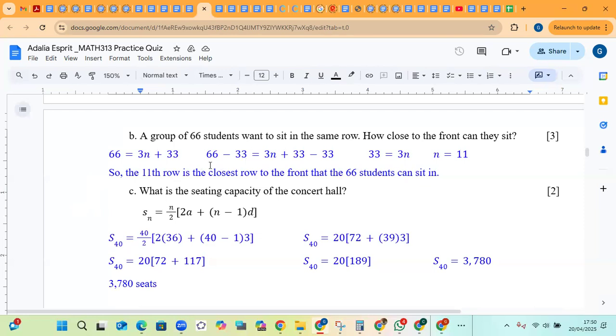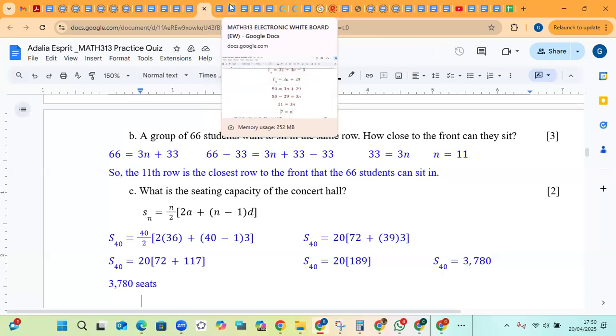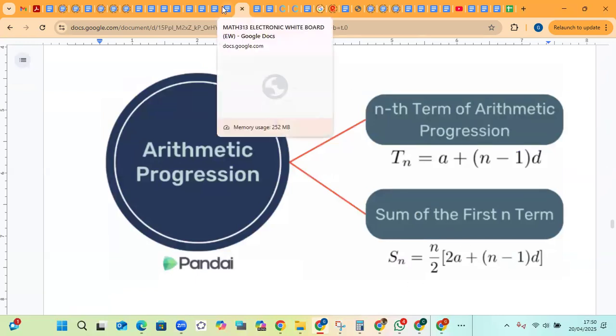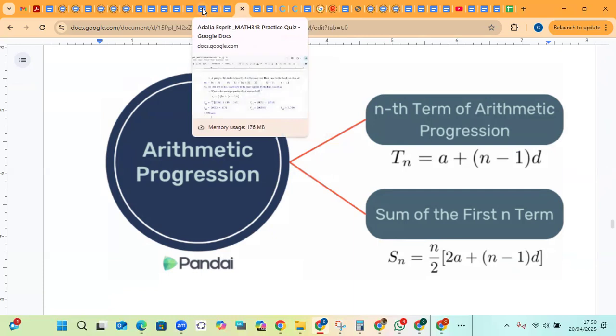Let's just discuss part C. We say, what is the seating capacity of the concert hall? Capacity means how many seats there are in all, so here we have to use the sum formula. We are familiar with the two main formulas for arithmetic progression, the nth term formula and the sum formula. The sum formula, here it is. So capacity appears to be the sum.